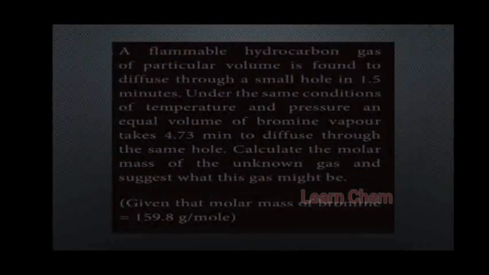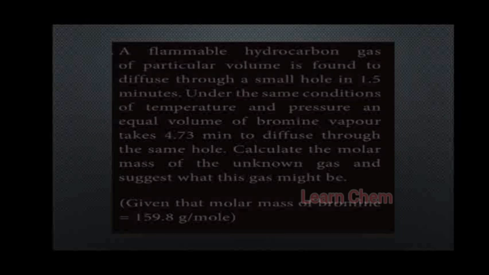A flammable hydrocarbon gas of a particular volume is found to diffuse through a small hole in 1.5 minutes. The diffusion time is 1.5 minutes. Under the same conditions of temperature and pressure, an equal volume of bromine vapor takes 4.73 minutes. Calculate the molar mass of the unknown gas and suggest what this gas might be. Okay, we have to find the molar mass of the unknown gas. They have given the ratios of the diffusion values. The molar mass of bromine is 159.8 gram per mole.